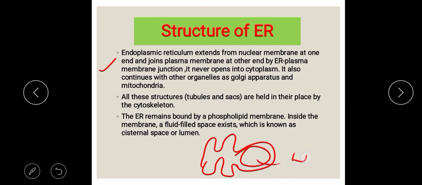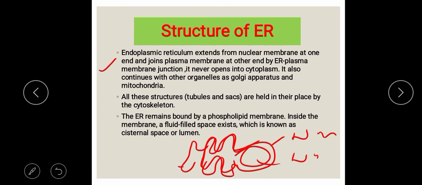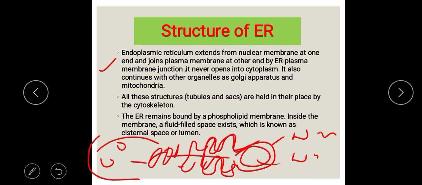So this is the nucleus, this is the nuclear membrane. The nuclear membrane continues and forms the rough endoplasmic reticulum. Rough endoplasmic reticulum continues and forms the smooth endoplasmic reticulum, and in continuation with the smooth endoplasmic reticulum we see the Golgi apparatus, then the lysosomes, then the plasma membrane. So it never opens into the cytoplasm, and it continues with these organelles and with the plasma membrane.